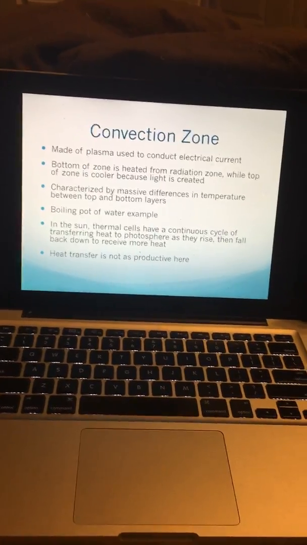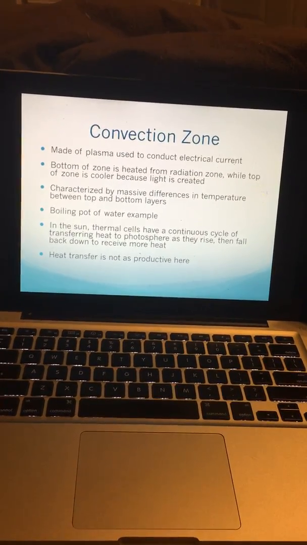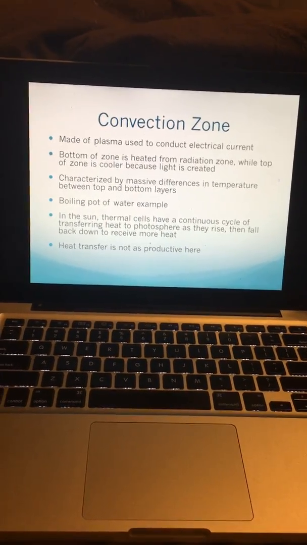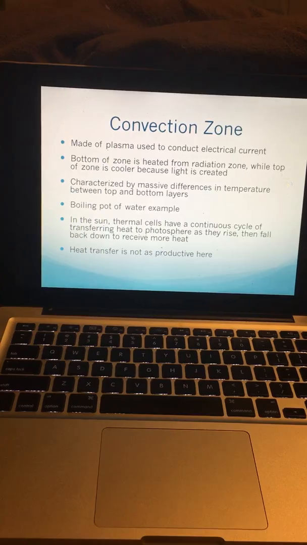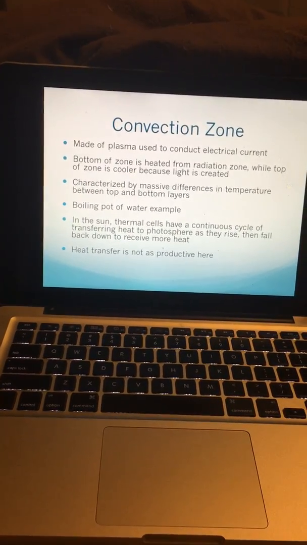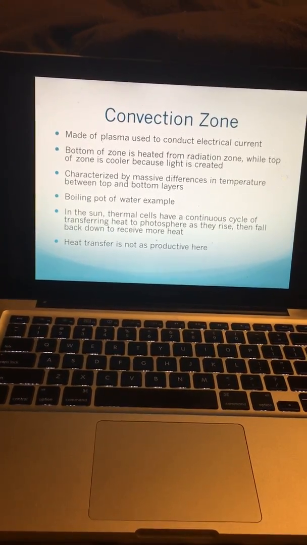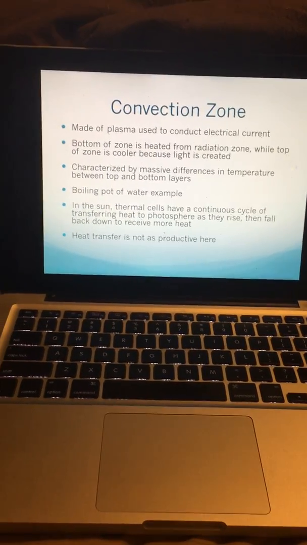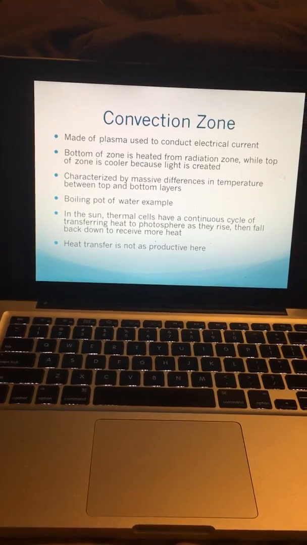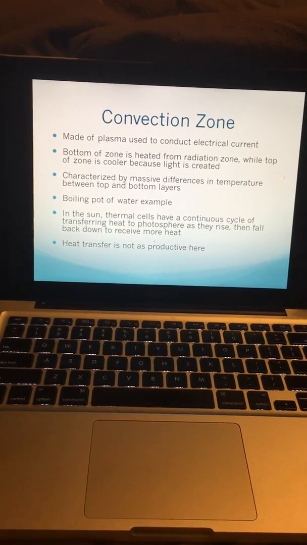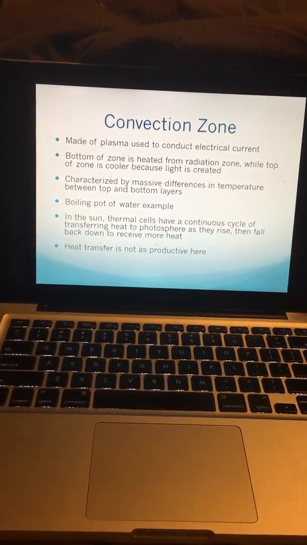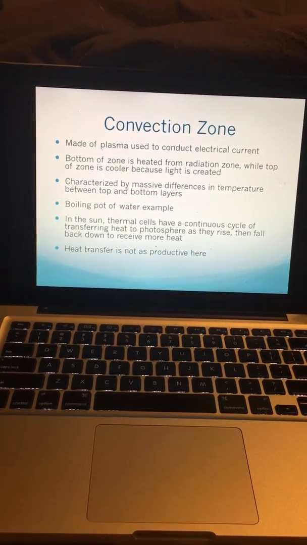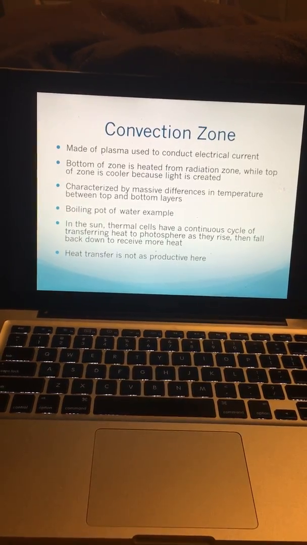Convection is now an important term to understand, as heat is transferred into the convection zone and processes continue to transfer this heat. The convection zone is completely made up of plasma used to conduct electrical currents. The bottom of the convection zone receives its warmth from the radiation zone, while the top layers of the convection zone are cooler because light is being created. As a result, the convection zone is an area characterized by massive differences in temperature between the top layer and the bottom layer. Here is where the term convection comes up.